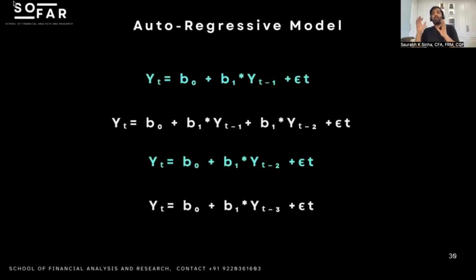But what does the ARMA model represent? What is the ARMA model? So first let's talk about the AR model. Let's break ARMA into the AR and MA models, and first we'll discuss the AR model, that is, the auto-regressive model. What does it say?